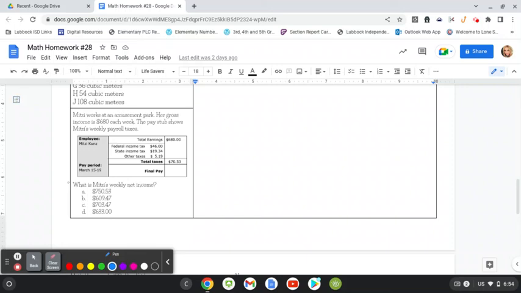Her final pay, that is her net income. Remember, what you get in the net is what you get to keep. So this is a simple subtraction problem. You're going to do 680 minus $70.53.